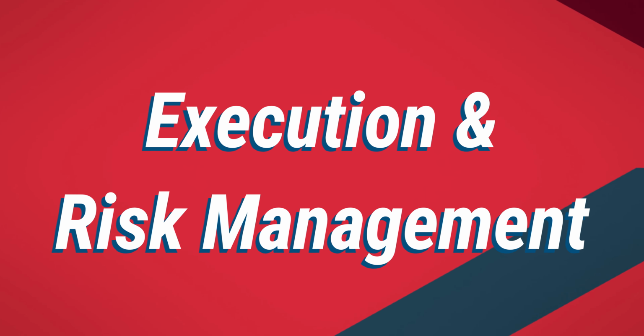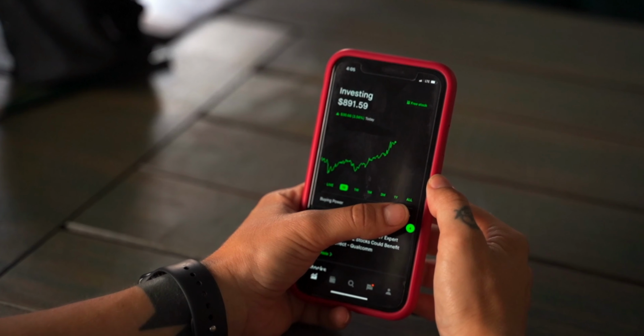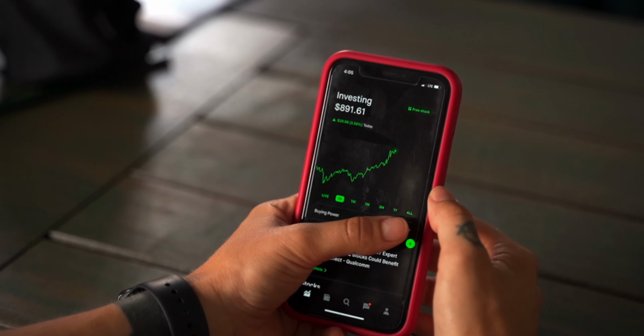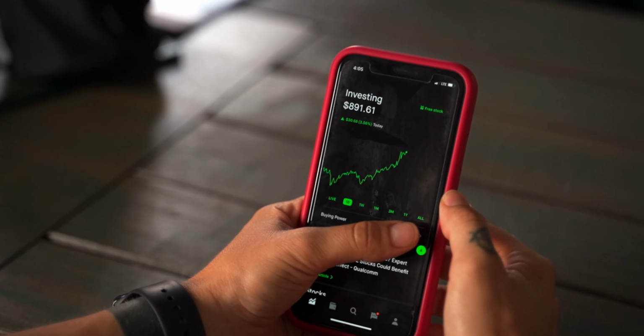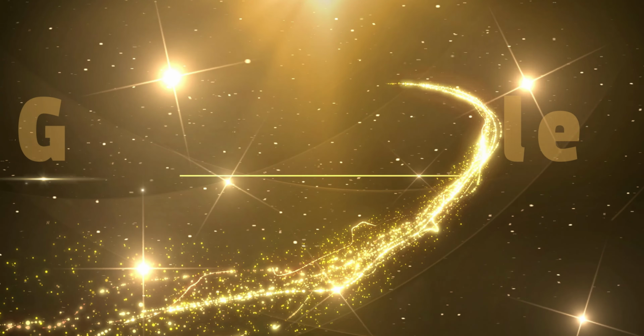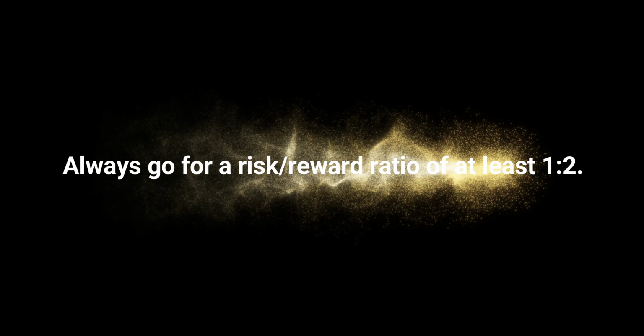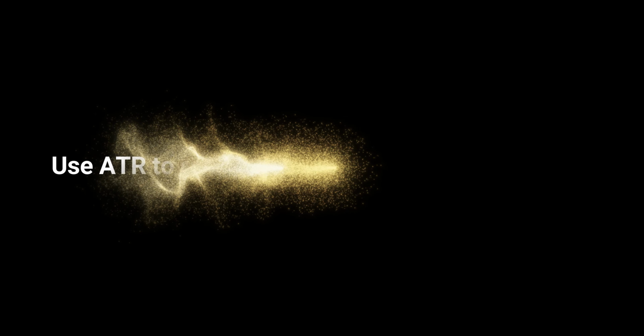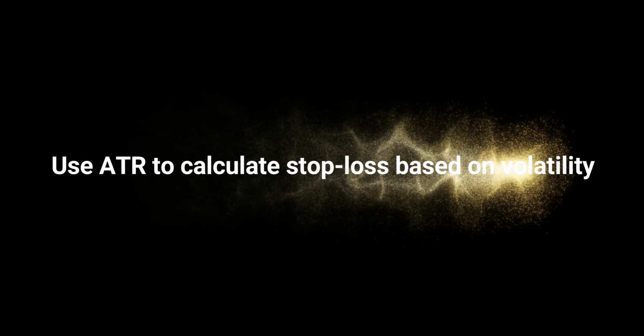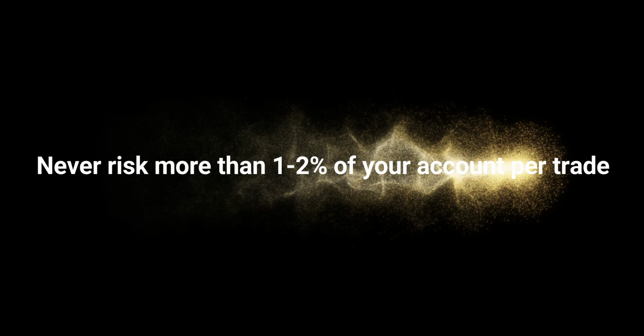Execution and risk management. It's not about being right, it's about managing risk. Golden rules: never enter a trade without a stop loss. Always go for a risk-reward ratio of at least 1 to 2. Use ATR to calculate stop loss based on volatility. Never risk more than 1 to 2% of your account per trade.